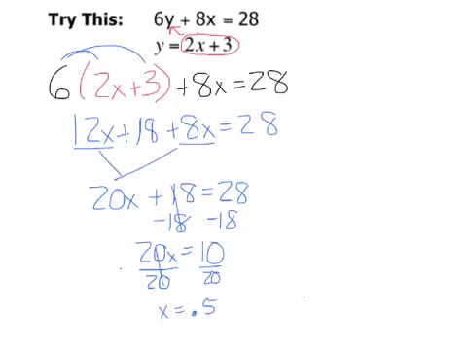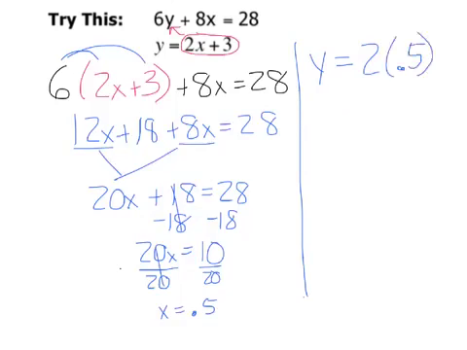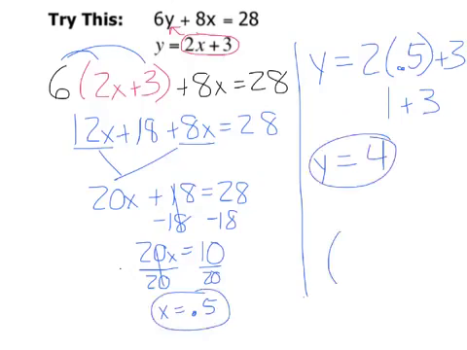Okay, once I get 0.5, I'm plugging it back into one of my original equations. The easiest one, if I'm trying to find y, is to use the y equals equation. So I have y equals 2 times my x value, 0.5, plus 3. So 2 times 0.5 would be 1. Plus 3 is 4. So I get y equals 4. So I have an x value and a y value. I can make my ordered pair 0.5, comma 4.